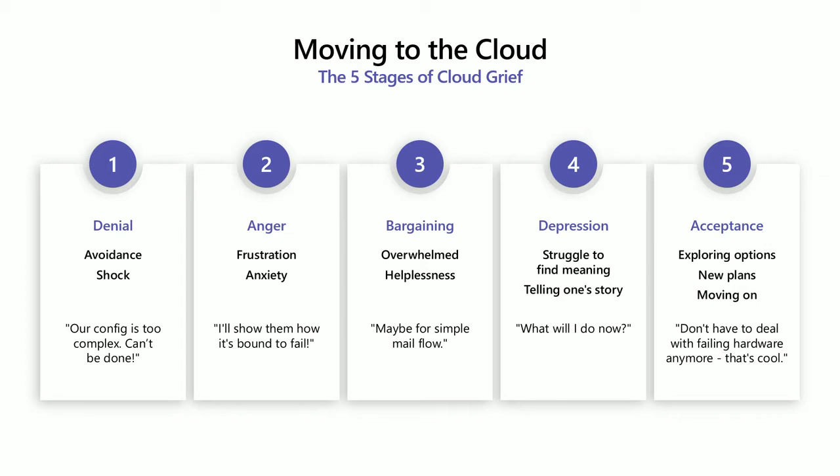And if you're familiar with the 5 stages of grief, I like to think of this as the 5 stages of cloud grief. First, there's denial. Like, no way, we can't move to the cloud. There's no way it can handle all the complex stuff that we do, right? And then the next is anger. I'll show them that it's going to fail, it's not going to work at all.